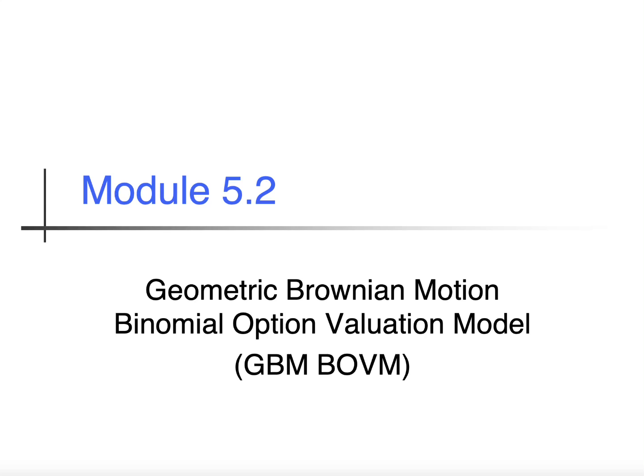Module 5.2 is a major turn in our understanding of options, moving from boundary conditions and parities in Module 5.1. We now turn to the first of many cash flow adjusted approaches to valuation, specifically the binomial option valuation model. The geometric Brownian motion-based model is contrasted with the arithmetic Brownian motion model, which will be covered in Module 5.2.